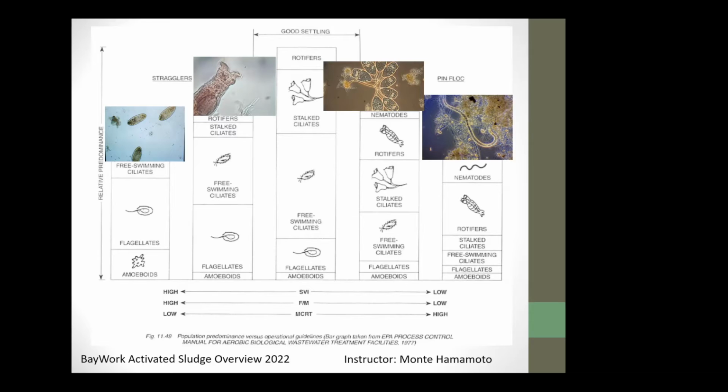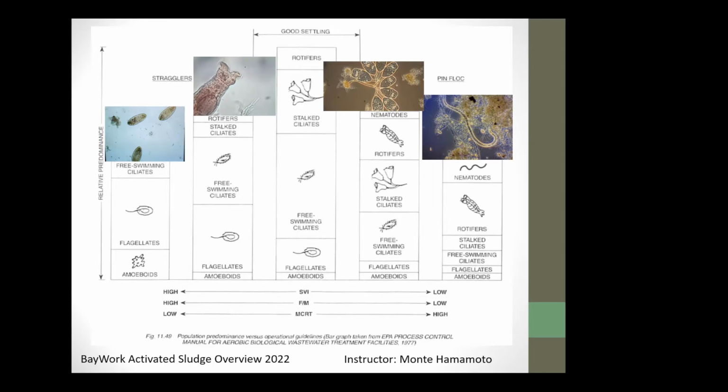Same with your food to microorganism ratio, your F/M goes the same way. Your MCRT and your SRT, your mean cell residence time and your sludge retention time, will go the opposite direction. The younger organisms that you'll see have a low MCRT or sludge age. Then the older rotifers, nematodes, those kind of things that start popping up in your microscope slide, you'll start seeing your sludge aging, also your MCRT increasing, but you're also going to see settling issues. Good settling is right in the middle. That's where you want to be. That's where you want to maintain.